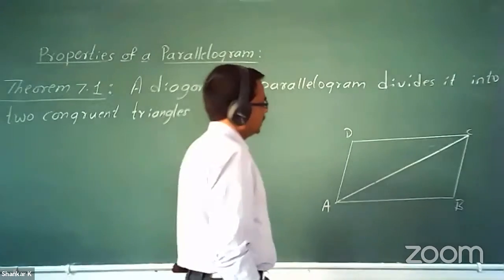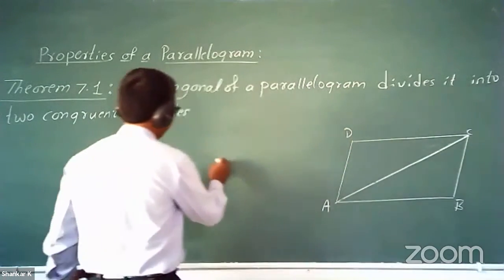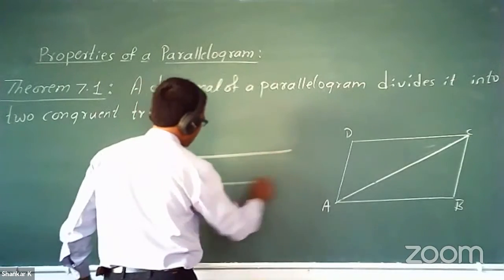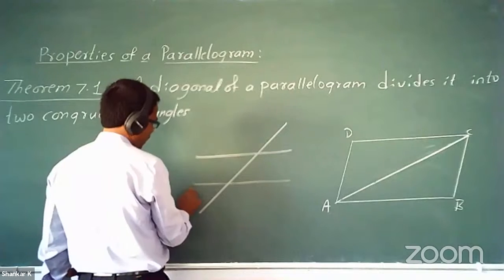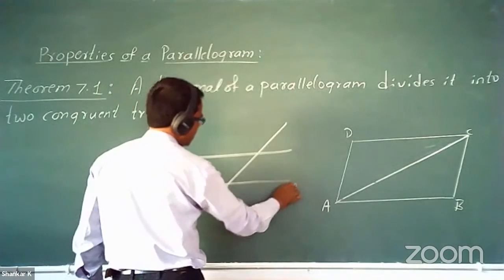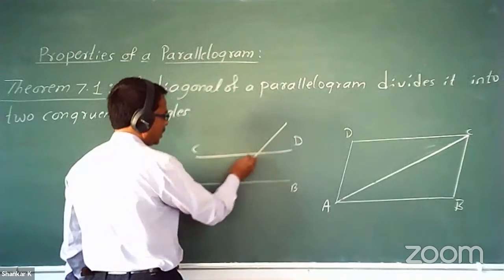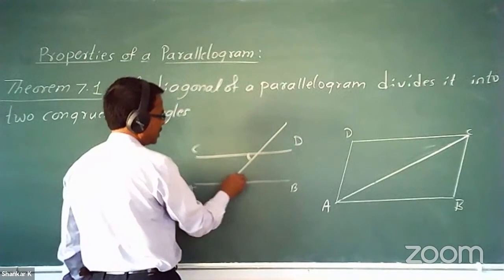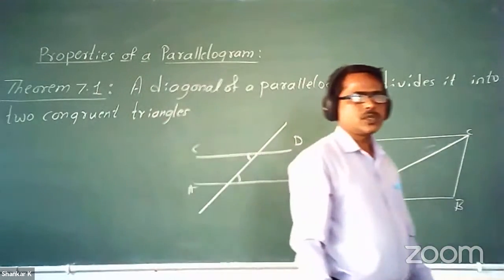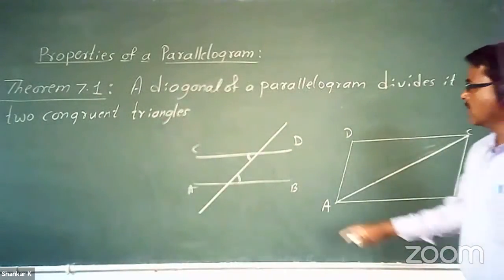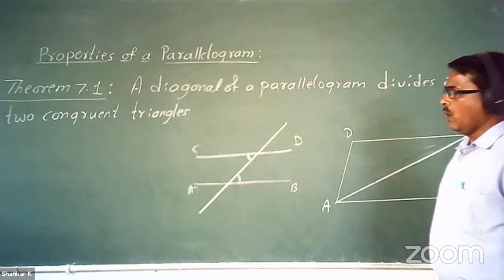Here, AB is parallel to CD. I will draw AB and CD here. Here, these two, which kind of angle? Alternate angles.